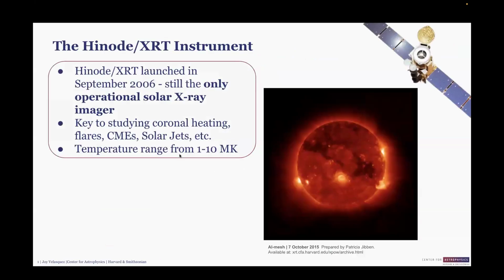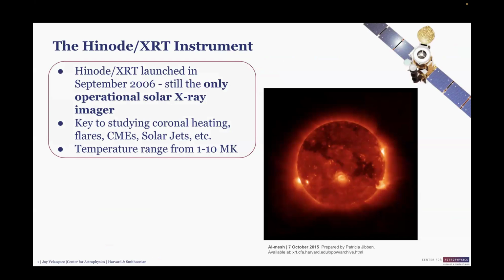So first, I just want to talk to you about Hinode and the XRT instrument. It was launched in 2006, nearly coming up to 19 years of observations. XRT still remains the only operational solar X-ray imager of its kind. It observes plasma between 1 to 10 million Kelvin, and it is essential for studying coronal heating, flares, CMEs, and jets.